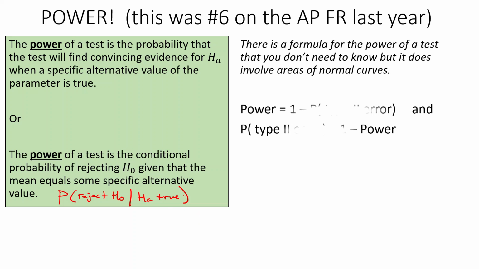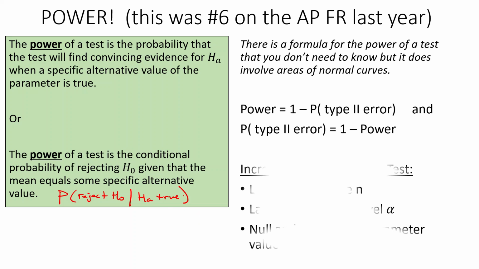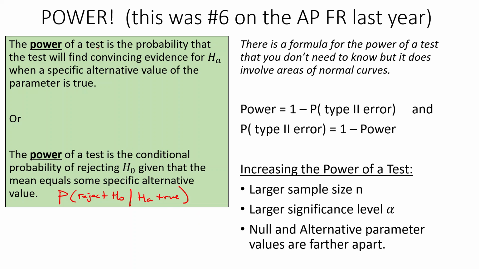All right, some of you are probably like, uh-oh, he's using probability notation again. We don't remember that from Unit 4. It's okay. There is a formula for the power of a test that you don't need to know, but it does involve areas of normal curves. We can show how to actually get it. That's what we need to know, is how to get it. We don't need to try and memorize the formula. It's kind of long.